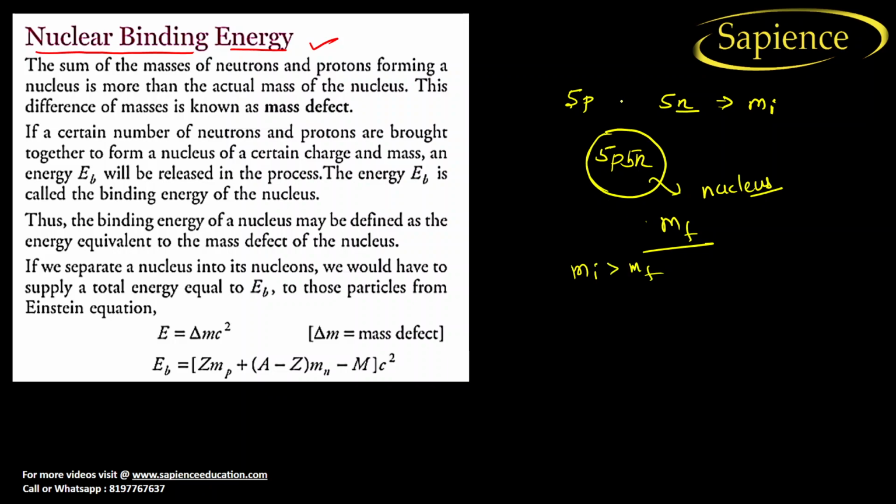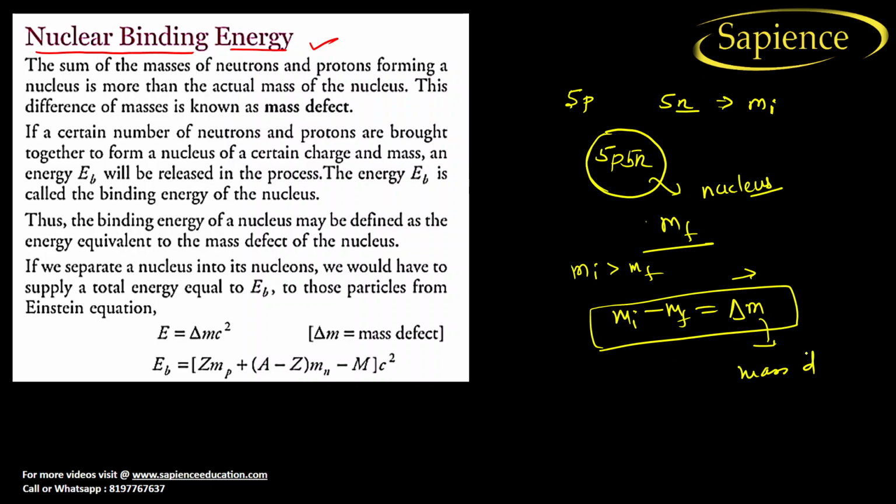It means that after combination the mass went down. m initial minus m final is equal to the missing mass. So where did this less mass go? This less mass is considered as the mass defect, right?